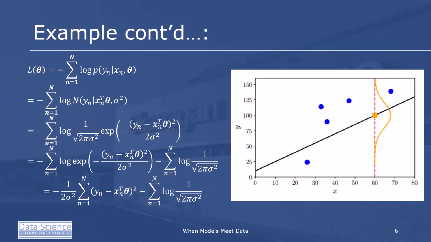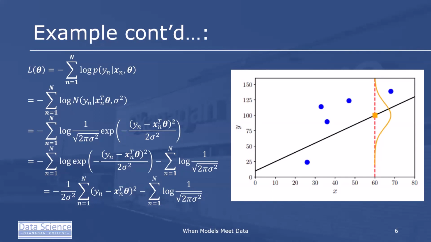Simplifying a little bit further, we get negative 1 over 2 sigma squared times the sum of yn minus xn transpose theta squared, minus the sum of the log of 1 over root 2 pi sigma squared. Sigma is given. The second term of the last line is constant, and minimizing L of theta corresponds to solving the least squares problem expressed just by the first term.